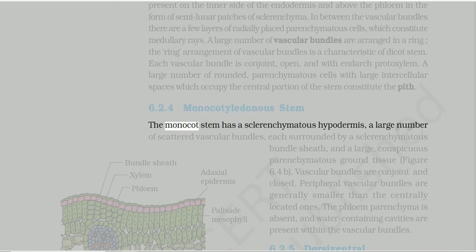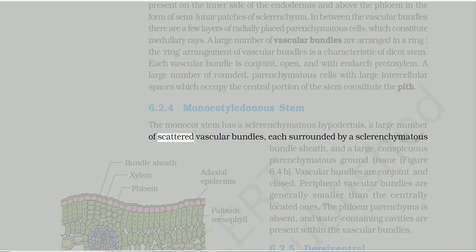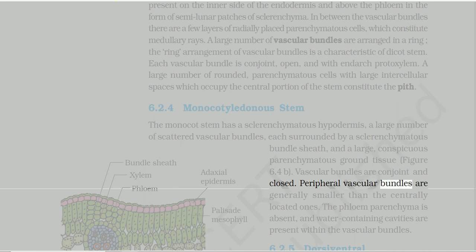The monocot stem has a sclerenchymatous hypodermis, a large number of scattered vascular bundles, each surrounded by a sclerenchymatous bundle sheath, and a large, conspicuous parenchymatous ground tissue, figure 6.4b. Vascular bundles are conjoint and closed. Peripheral vascular bundles are generally smaller than the centrally located ones.